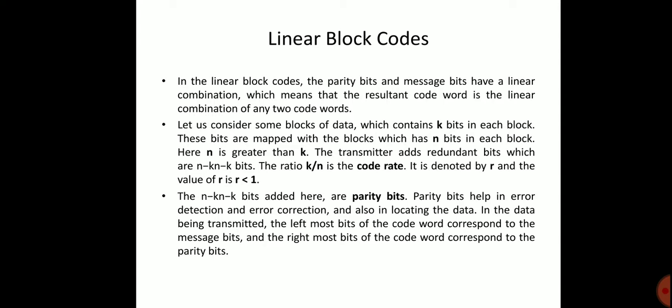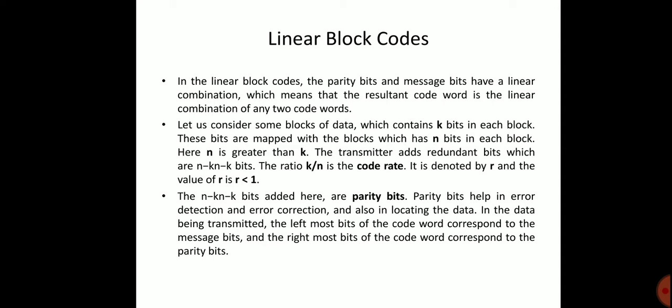In linear block codes, the parity bits and message bits have a linear combination, which means that the resultant code word is the linear combination of any two code words. Let us consider a block of data which contains k bits in each block. These bits are mapped to a block which has n bits in each block. Here n is greater than k; the transmitter adds redundant bits, which are n minus k bits. The ratio k by n is the code rate.